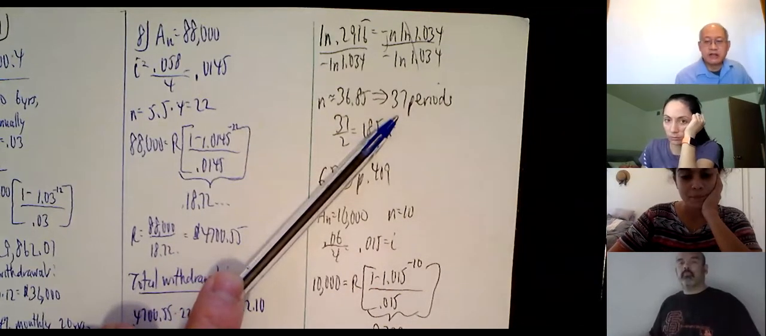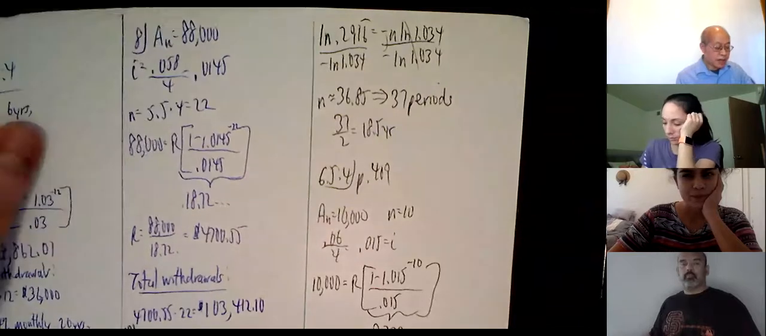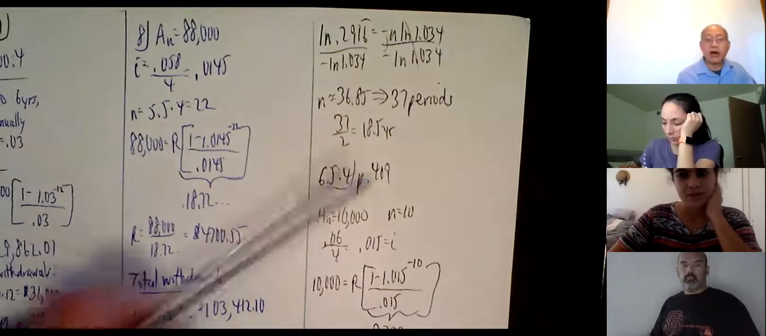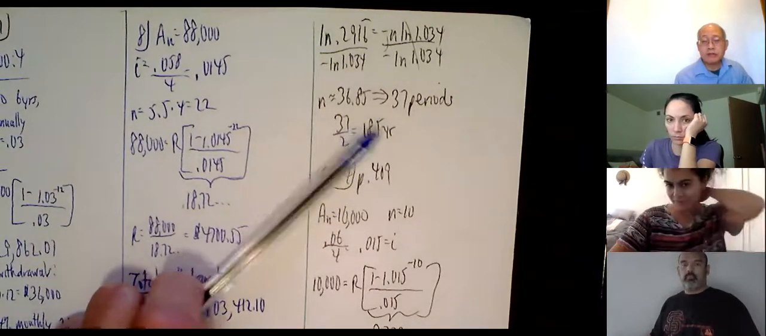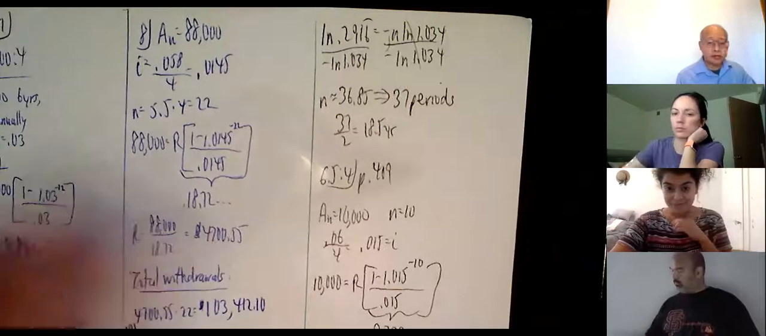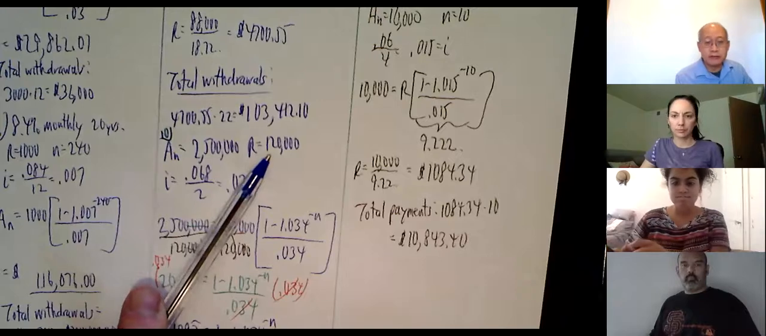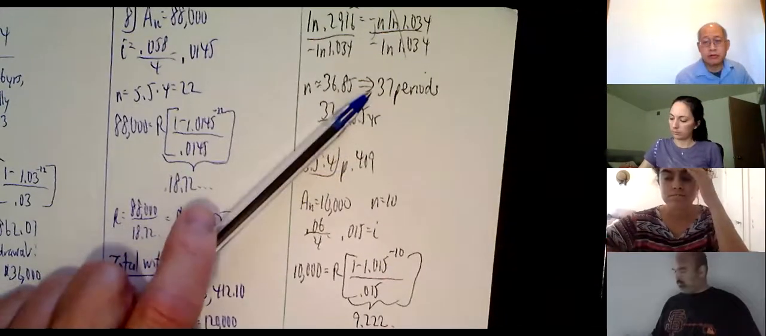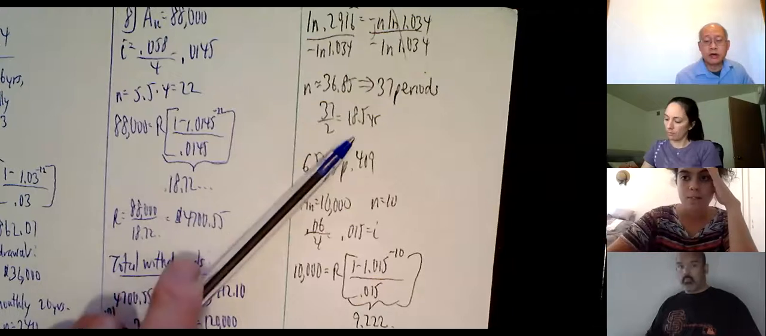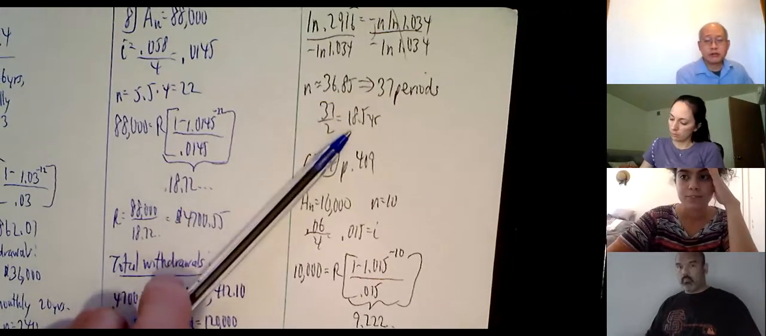We still haven't answered the question totally. To answer the question totally, it says how long, which means years. So how long is 37 periods? Well, this athlete was withdrawing $120,000 every half a year. So in other words, I divide by 2. So 37 divided by 2, so 18 and a half years. Answer is 18.5 years.